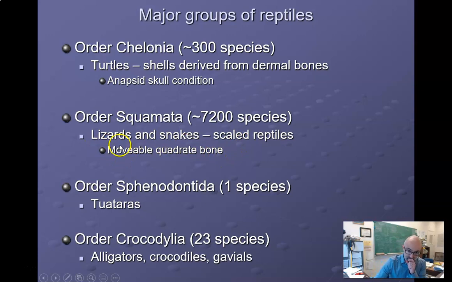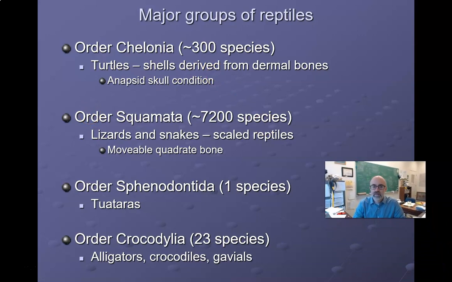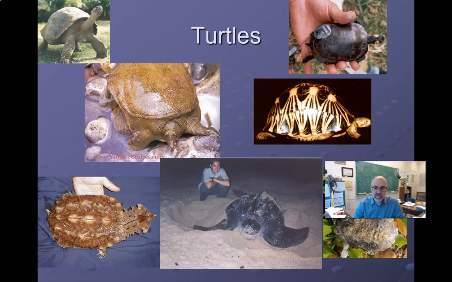We'll talk about the skull of the squamates and some differences between lizards and snakes. Tuatara is just one species. It's a whole order, though. Very interesting and unique animal. And then the crocodilians, which I'm going to address each of these orders just real briefly, just to give you some idea of the diversity and form and shape and all that.